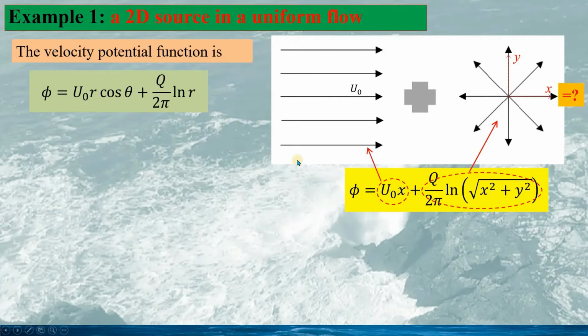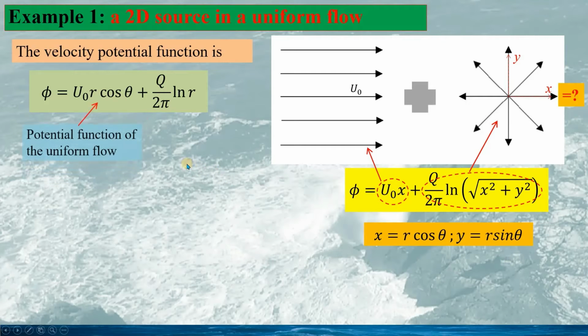However, for such a potential function, it is better expressed in the polar coordinate. Here, the transform relation between the Cartesian coordinate and the polar coordinate is given as this: x equals r cosine theta, y equals r sine theta, and the potential function can be expressed as this. And this part is the potential function for the uniform flow in the polar coordinate, and this part is the potential function of the source.